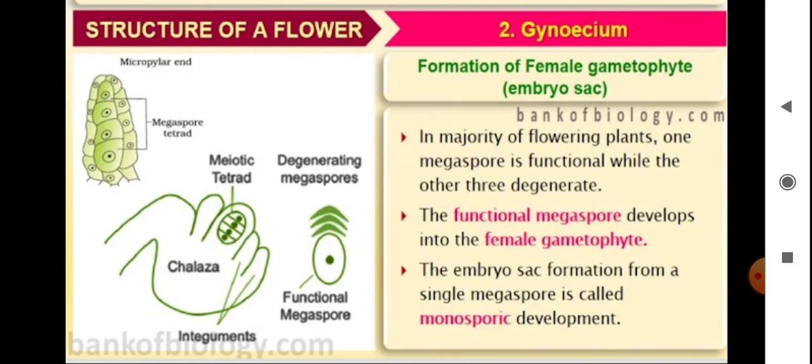Means now you are having only one megaspore, right? This megaspore will develop into an embryo sac. Only one. That is the reason it is monosporic development. Mono means 1, right? So it is monosporic development.